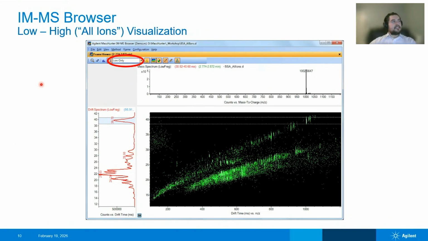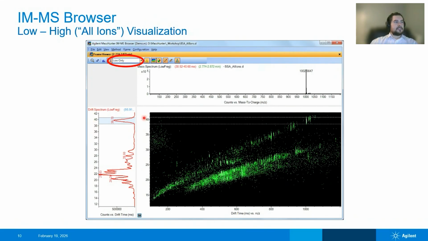And then this is the low and high fragmentation. We're looking again at the iMobility browser, the MassHunter iMobility browser from Agilent. In this case, we're operating the collision cell. We take a measurement with low energy in the collision cell, so we have a low voltage collision energy. Typically our low is 0. This is what we'd want to call the parent scan, and we could call it that.